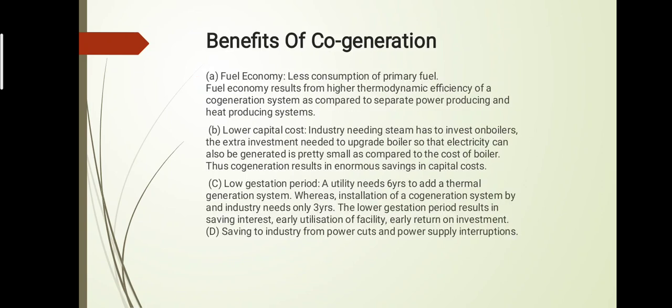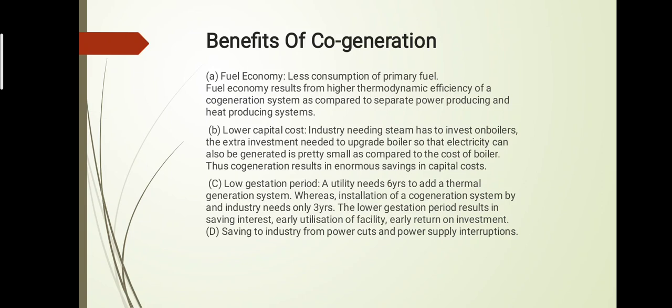What are the benefits of cogeneration? First, fuel economy, that is less consumption of primary fuel. Fuel economy results from higher thermodynamic efficiency of a cogeneration system as compared to separate power producing and heat producing systems. Second, lower capital cost.